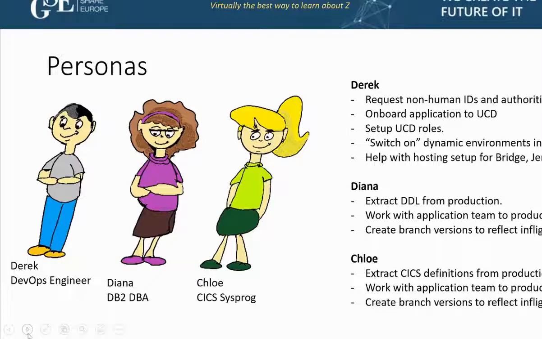There will be some need for specialist resource right at the start. So for KICS and for DB2, we would need a KICS systems programmer and we would need a DBA, because we need to establish the baseline. So we need to be able to extract DDL for an application's database and we need to be able to extract the CSDs from production, and then we need to work with the application team and the DBA or the sysprog to effectively clean things up and to establish that production-like baseline.